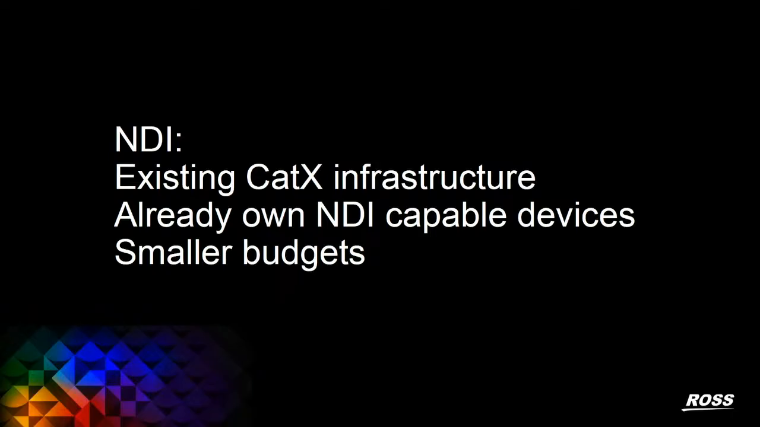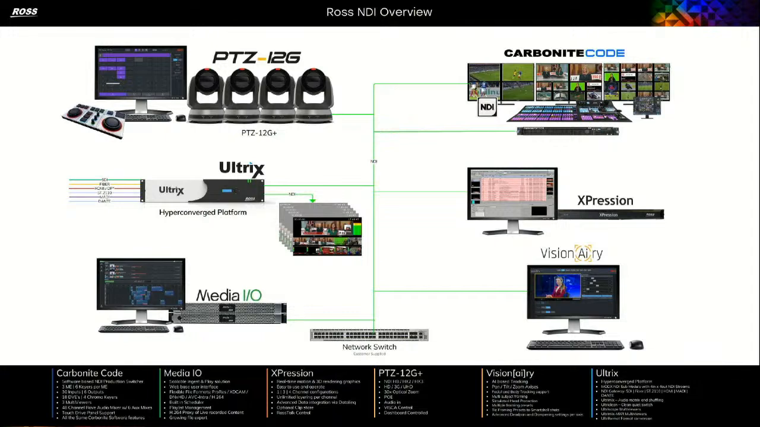Maybe I already own a bunch of NDI capable devices, and if my budget's fairly small, NDI makes a lot of sense here. So a small couple of cameras, a small Ultrix, for example, Expression, all of these are NDI native devices. So I can put these things fairly quickly together on an infrastructure that's already in place, and in short order have a working system.